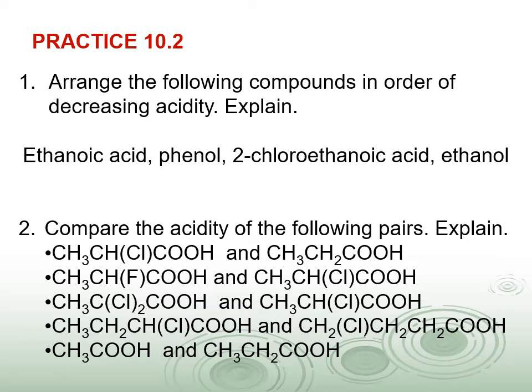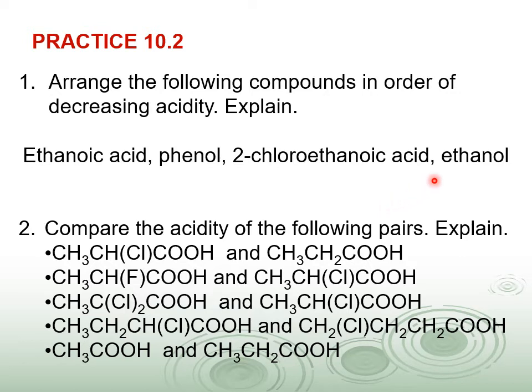Let's do question 1, practice 10.2. Arrange the following compounds in order of decreasing acidity and explain. So we need to explain what happened to each of these four compounds as we arrange them in descending acidity. Is there any alcohol here? Yes, ethanol would have the least acidity. It would be on the far right because it has alkoxide ion, which has no resonance stabilization, making it the least acidic. That is how to explain why it has the lowest acidity.